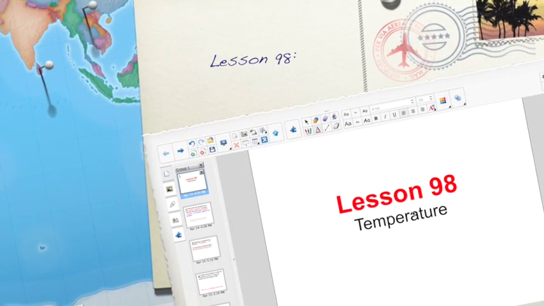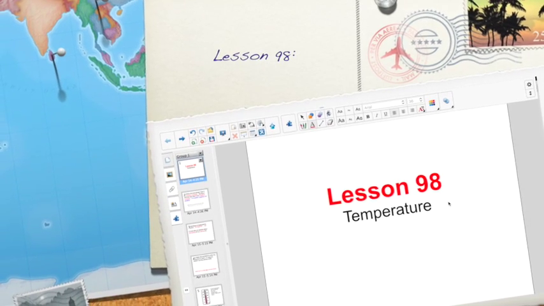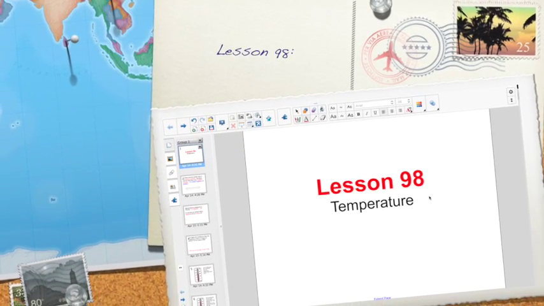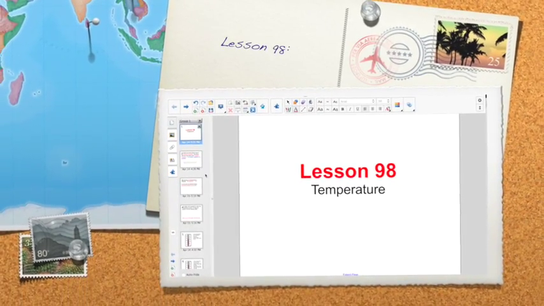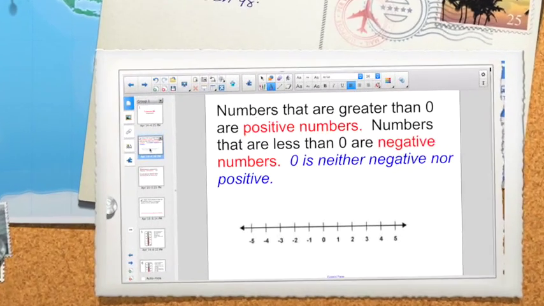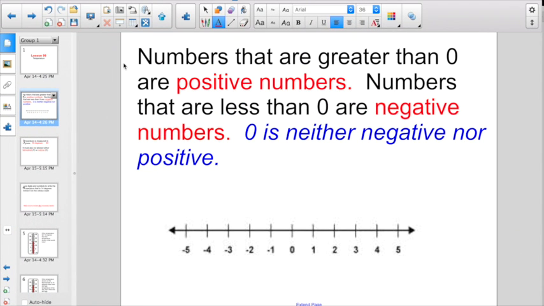Taking a step back from fractions and decimals for a moment, hitting something that should be pretty much review at this stage. Get ready for lesson 98. We're talking about temperature. So we're breaking it right down to the basics right now.